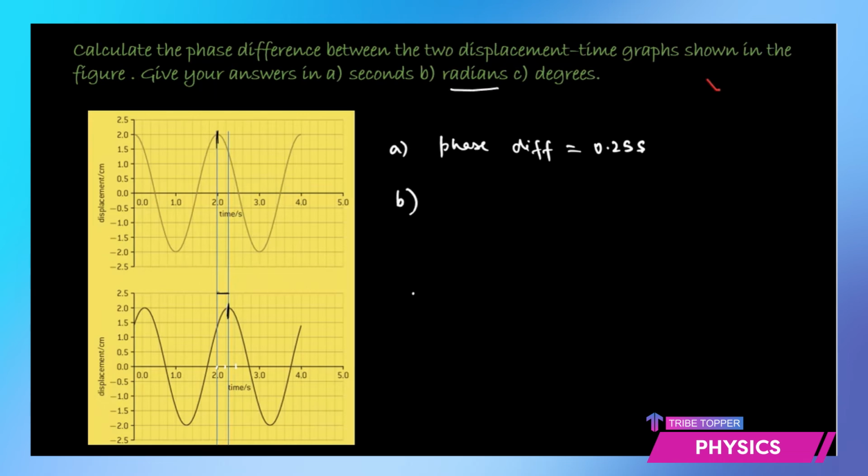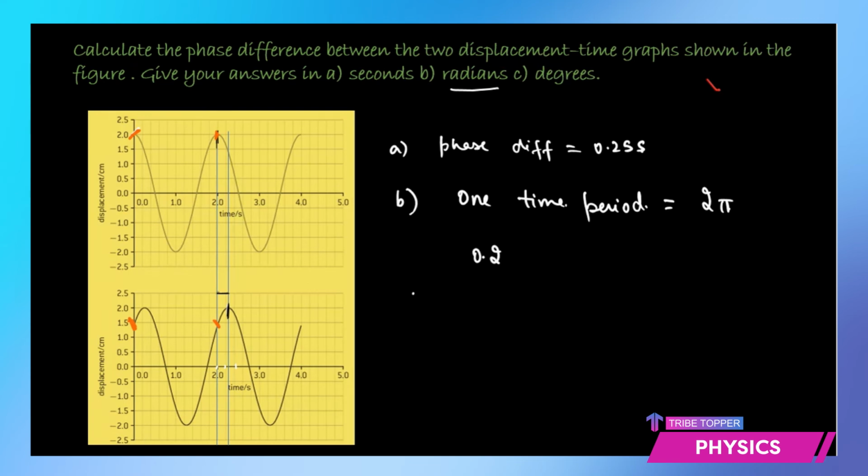But now they want the answer for the B part, the phase difference in radians. So in radians, how would we find that? See, one full time period. When we talk of one time period, that is the time in which one full wave is completed. So the phase angle of one full wave is 2 pi radians. How much is the time period of each wave? It is 2 seconds. You can see the first wave starts from here and ends here. That is 2 seconds. The other wave starts from here and ends here. So that is also 2 seconds.